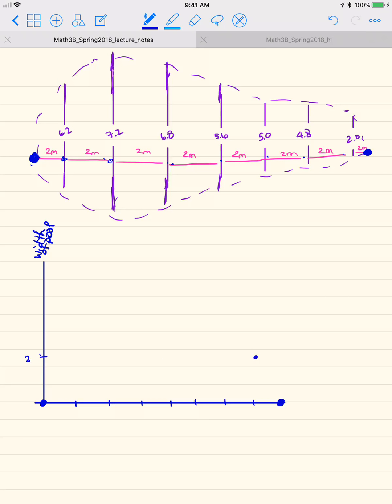Now, here we're at a width of 2. The longest is 7.2, so I'm going to go ahead and do 2, 4, 6, 8. So 2 units out, we've got a 6.2. We'll do something like this to indicate 6.2, then 7.2, then 6.8. Ooh, a little lower. I think I'm not doing a good job here. That was horrible.